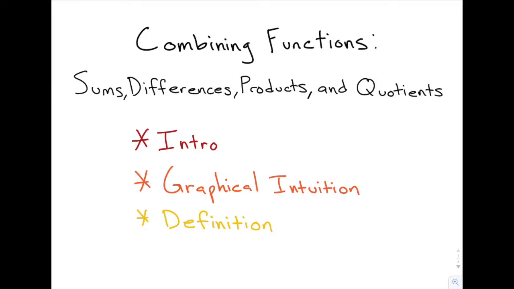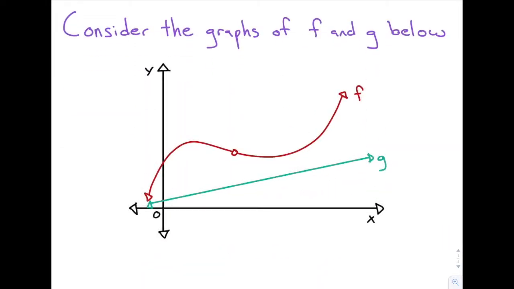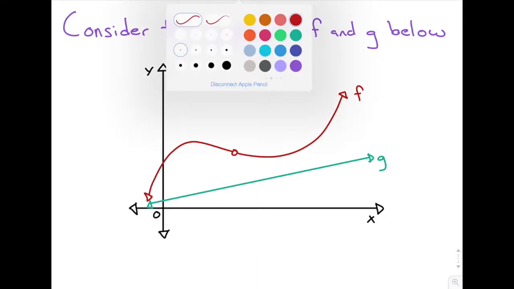So now we're going to take our knowledge of functions a step further and start looking at what we can do with them when we apply different operations to pairs, trios, etc. of functions. So we'll begin with the graphical intuition behind combining functions, and then we'll do our formal definition. So consider the graphs of f and g below.